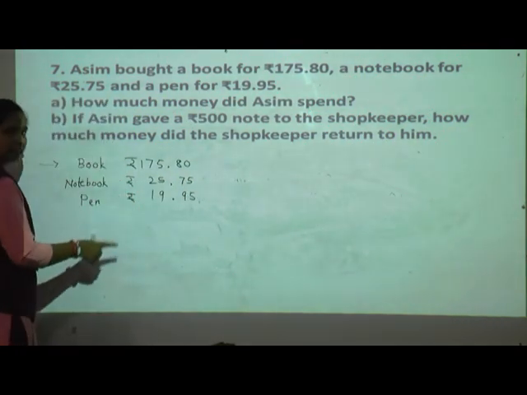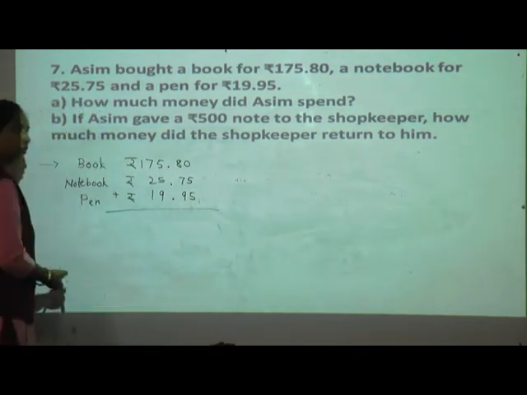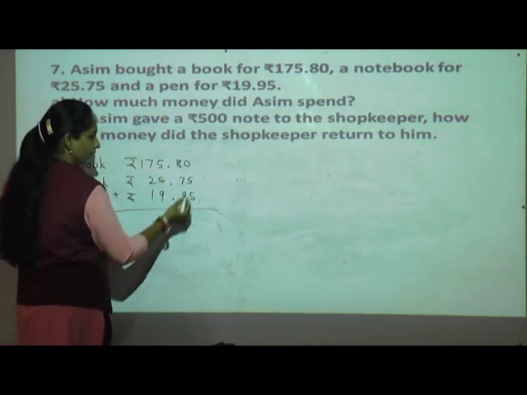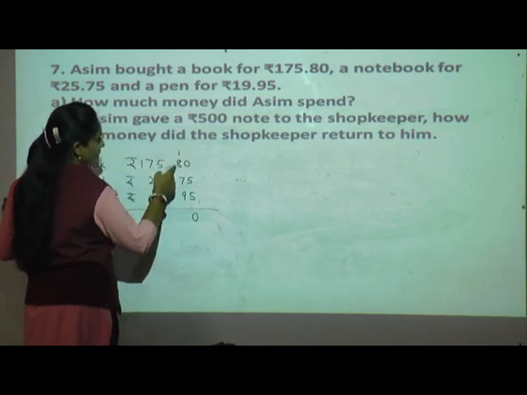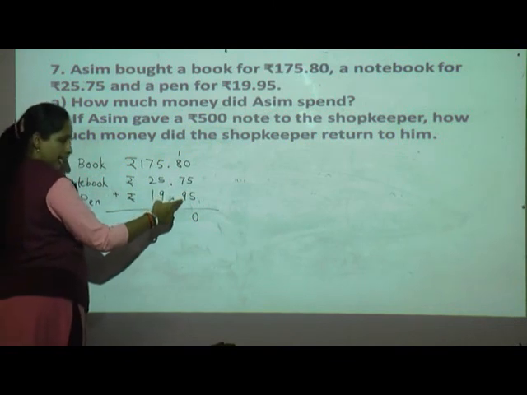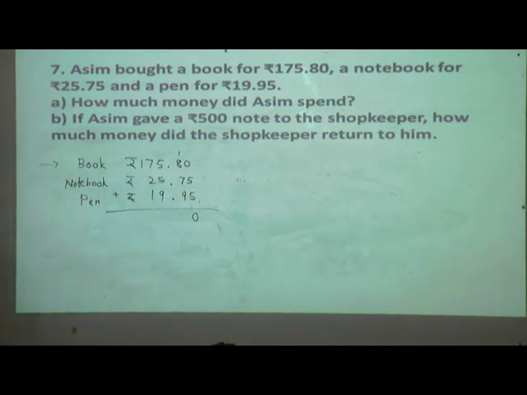Then we need to add these three amounts to find out how much he spent to buy these three things. So 0 plus 5, 5, 5 plus 5, 10. 0 here, 1 will be carry. 1 plus 8, 9. 9 plus 9, 18. 18 plus 7, yes, tell me.